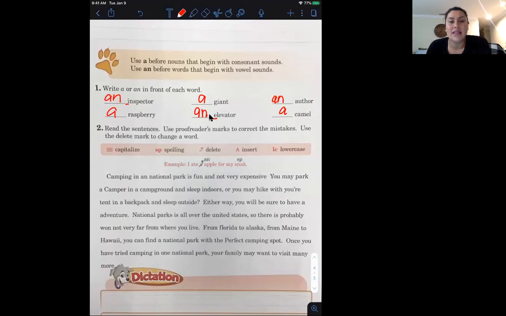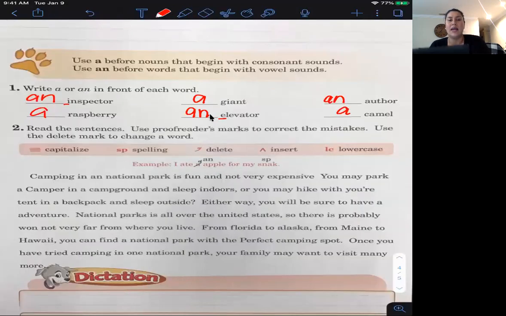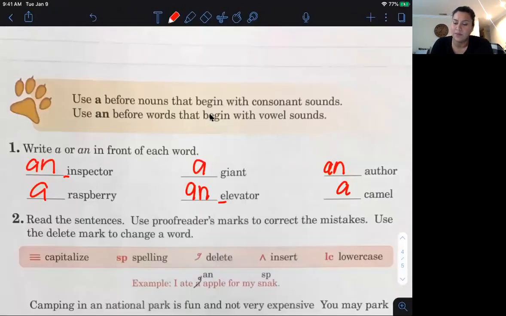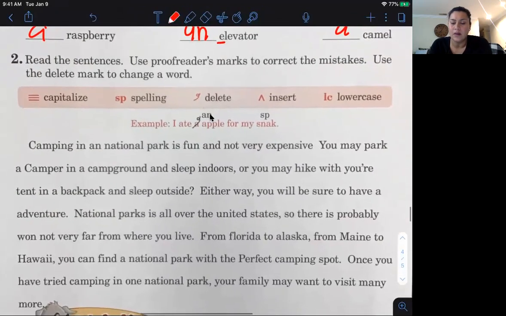It says camping in a national park is, oh, there we go. That's bigger for you. Camping in, oh, sorry, I'm already reading and I haven't even read the instructions. What's the first thing I tell you guys to do? Read the instructions so we know what they're asking us to do, right? So we're going to read the sentences and use the proofreader marks. Do you see those in the boxes right here?